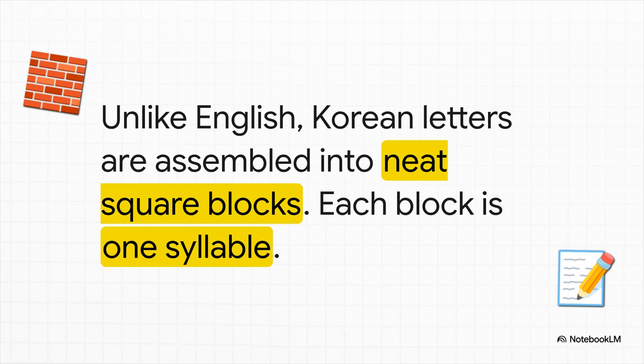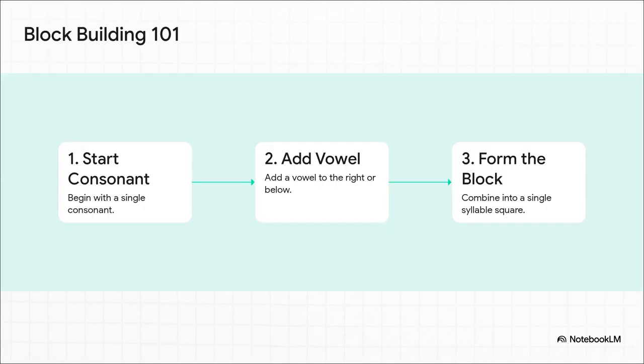Each one of those squares, or blocks, stands for one single syllable. It's what makes Korean look so clean and organized on the page. And the formula for building a basic block couldn't be simpler. You always start with a consonant, then you just add a vowel right next to it, or maybe below it. It just depends on the vowel's shape. And that's it. You combine them into one visual block.